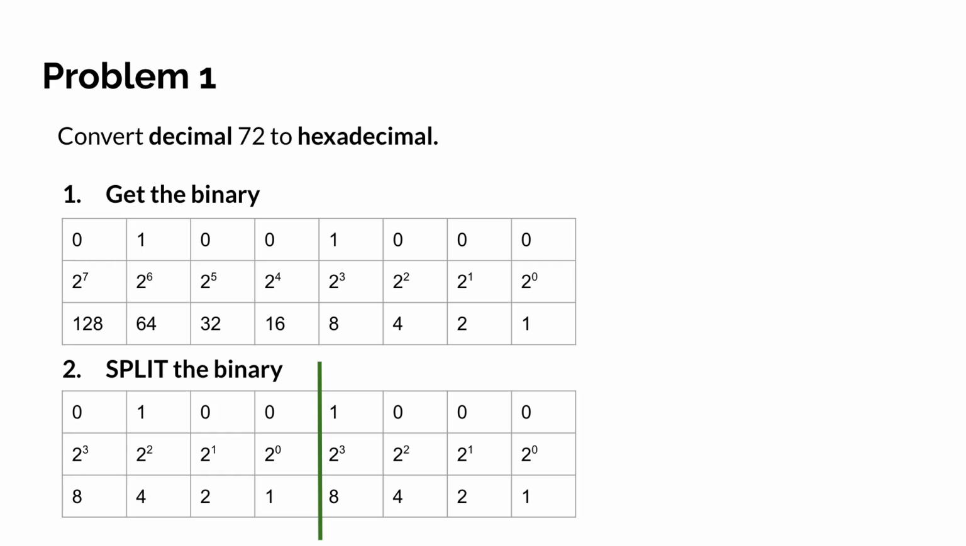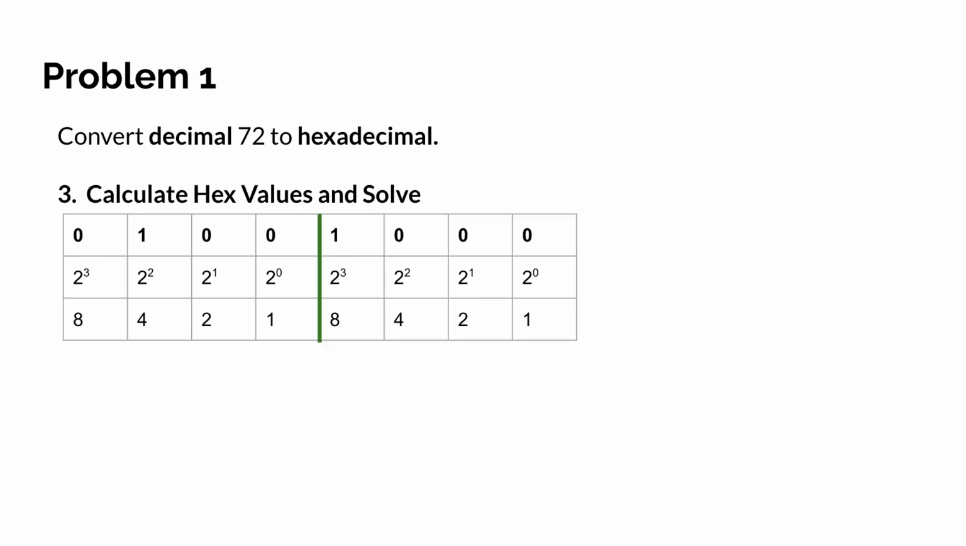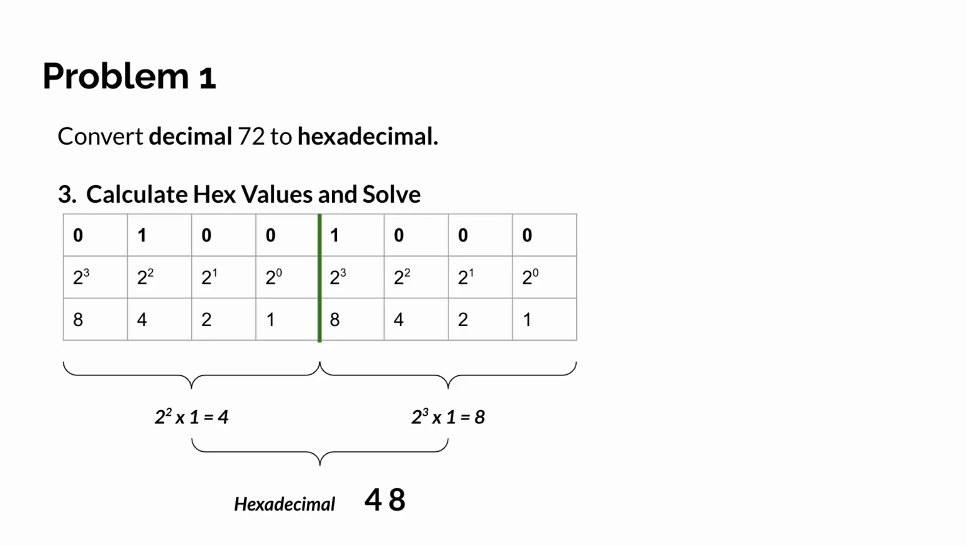Now think back to hexadecimal. Right? You've got values 0 through 15 or 0 through F. That's pretty handy. Now, we can calculate the hex values from this split binary or this split byte, and we can solve the rest of the problem. So, 2 to the 2 times 1 is 4. 2 to the 3 times 1 is 8. That means that this decimal 72 is ultimately hexadecimal 48. Remember, don't say "forty-eight", say "four, eight." Okay? And if we do the math, there we go.